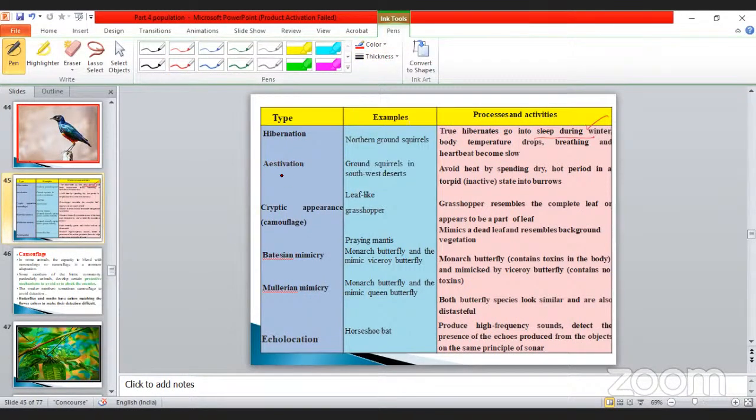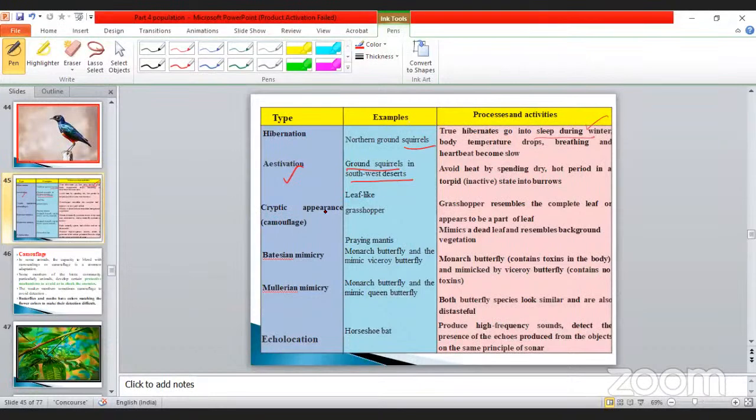And then the second one is estivation. The ground squirrel in the southwest desert is an example. Here also, the ground squirrel avoids heat by spending the dry, hot period in a torpid, inactive state in the burrows. Burrows means it is buried under the soil. It can make a small hole-like structure and live under the soil only.